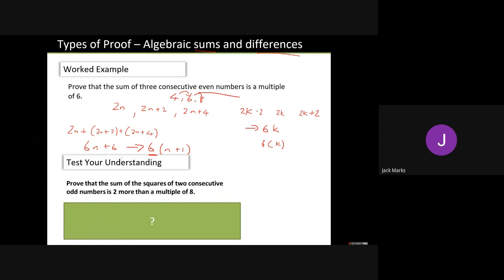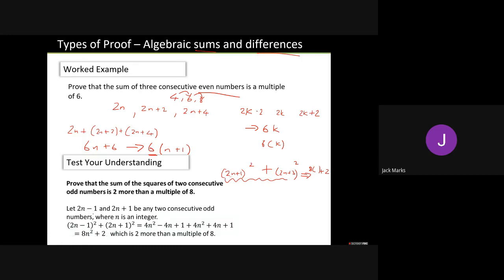Okay, so I'm assuming you've had a go at that one there. The sum of the squares of 2 consecutive odd numbers. So I'm thinking something like this, is 2 more than a multiple of 8. So I want to show that this is 2 more than a multiple of 8. So this is kind of what we're looking for. We're looking to get this left-hand side to resemble something like this.